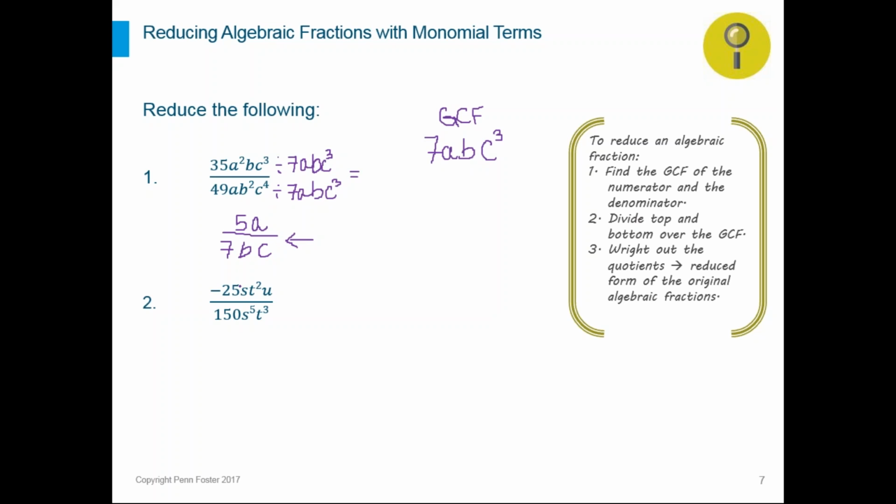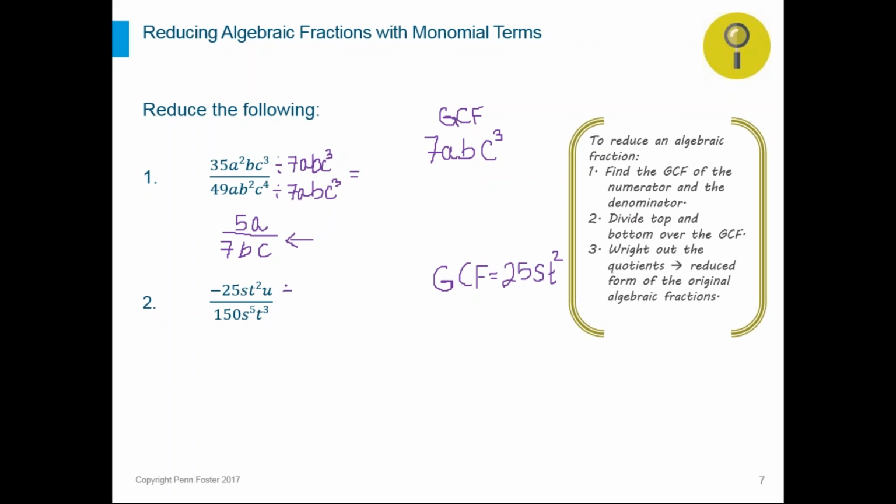Let's repeat the same thing for number 2. I have a negative value on the top. I'm not going to panic because I have a negative. I'm just going to leave it till the end. I'm going to look at the number parts and the variable parts. So the greatest common factor would be 25, that's between the 25 and 150. And then I have s, t squared and t to the 3rd. I'm going to get the t squared, and u is not common at all because I have a u on the top and nothing for the u on the bottom. So u is not part of the greatest common factor.